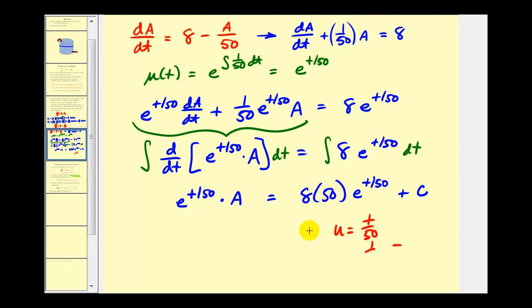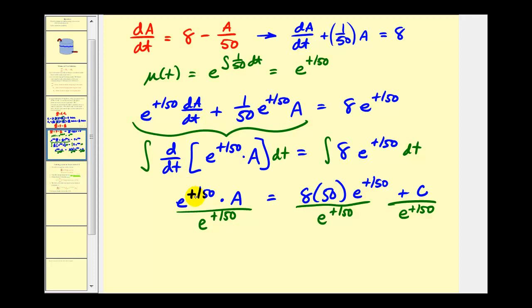Okay, now our goal is to solve this for A, or A of t. So now we'll divide both sides by our exponential. On the left side, this simplifies to A, or A of t. On the right side, these exponentials simplify to 1, so we have 400. Then here, we can just write this as plus C times e^(-t/50).